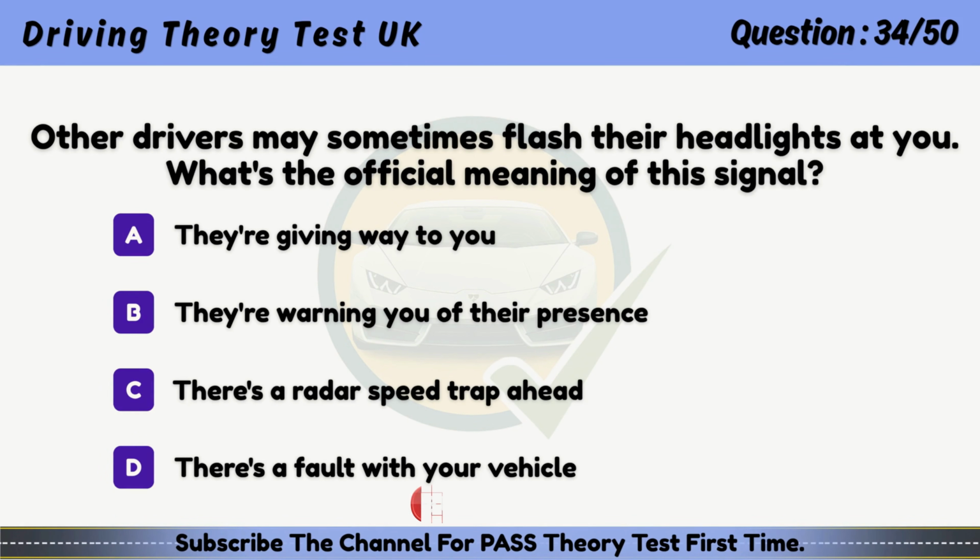Other drivers may sometimes flash their headlights at you. What's the official meaning of this signal? Option A. They're giving way to you. B. They're warning you of their presence. C. There's a radar speed trap ahead. D. There's a fault with your vehicle.